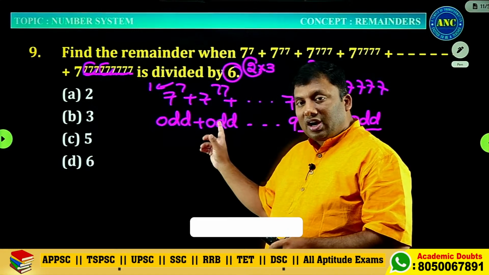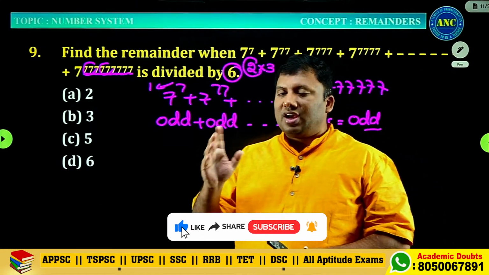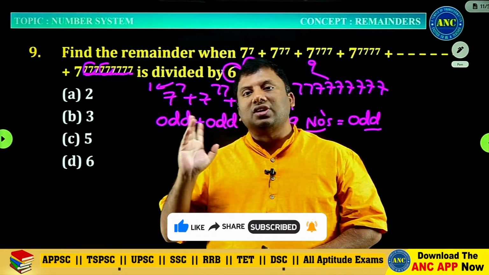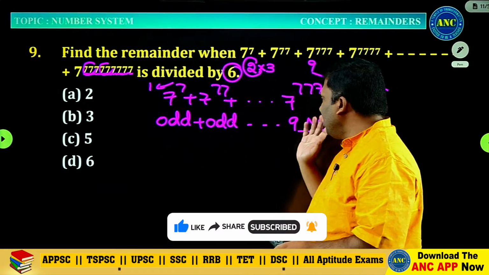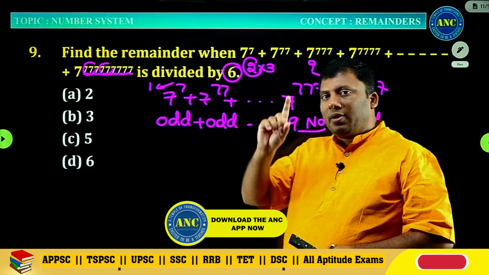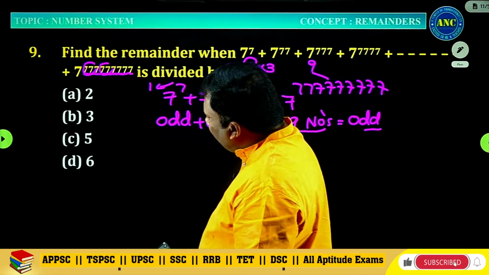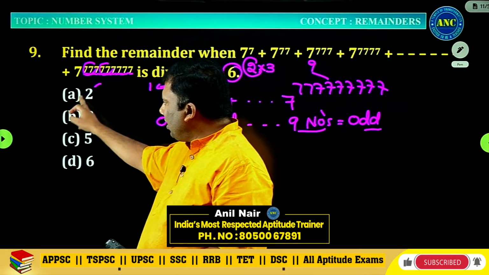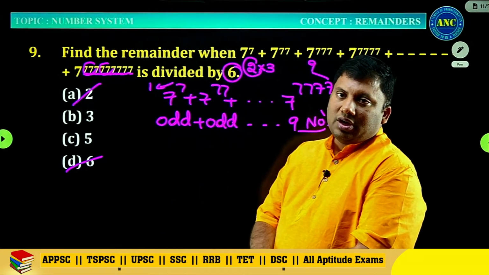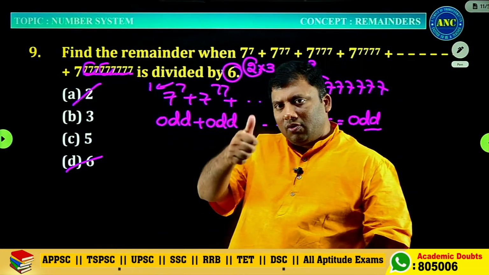First odd plus odd, even. Next odd plus odd, even. Third odd plus odd, even. Fourth odd plus odd, even. One more odd will be there. The answer is an odd number. Odd number divided by 2, remainder 1. So the answer, when divided by 2, should give a remainder 1. Are you all with me?